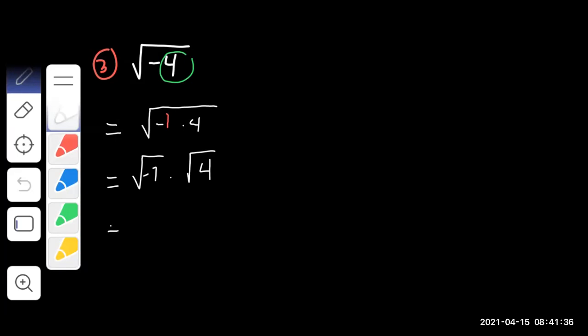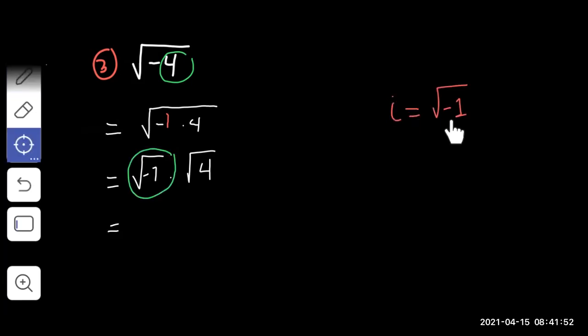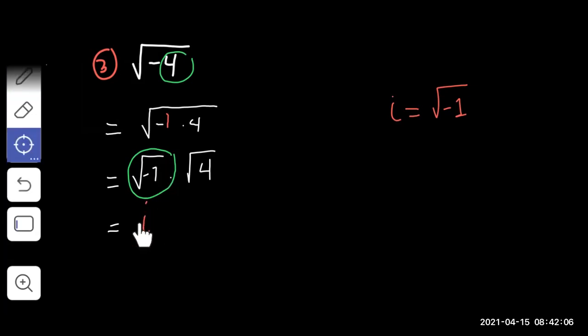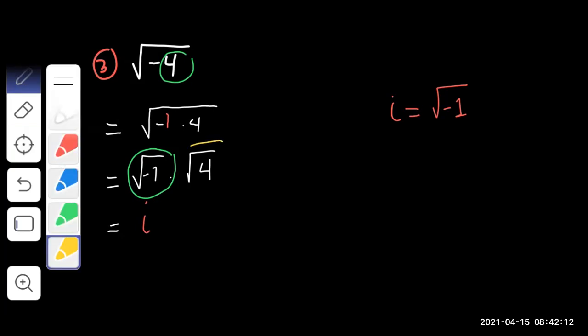What is the square root of negative 1? That is the imaginary unit. i is equal to the square root of negative 1. Instead of the square root of negative 1, we place i, the imaginary unit. And what is the square root of 4? Two. 2 times 2 is 4.